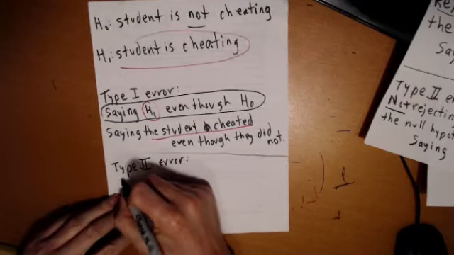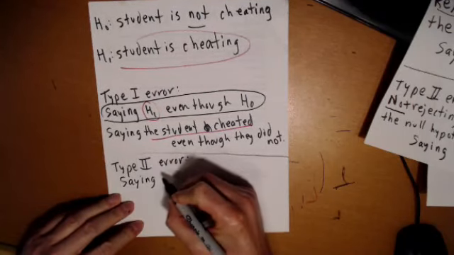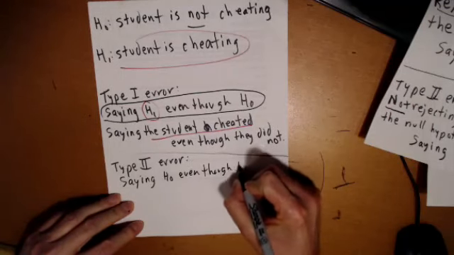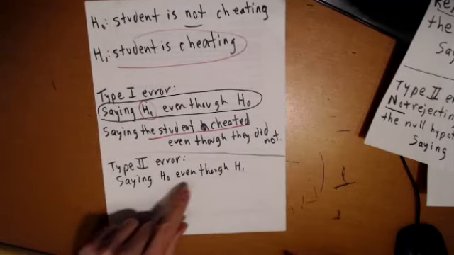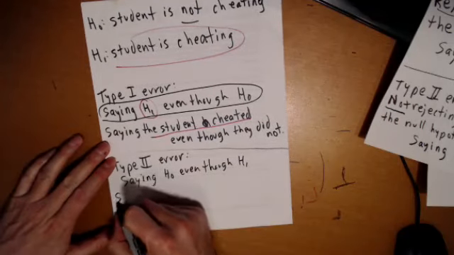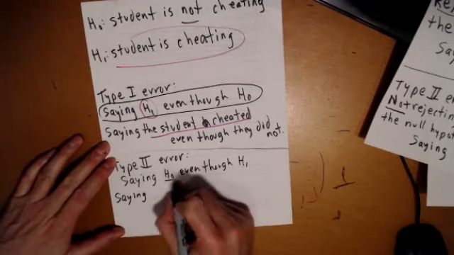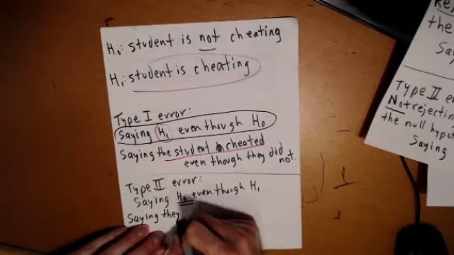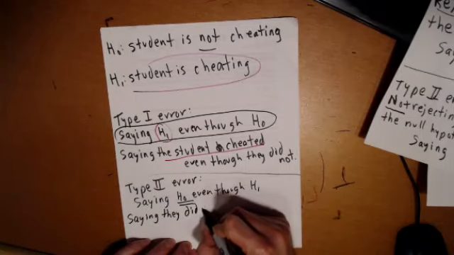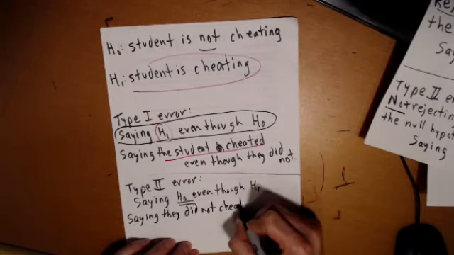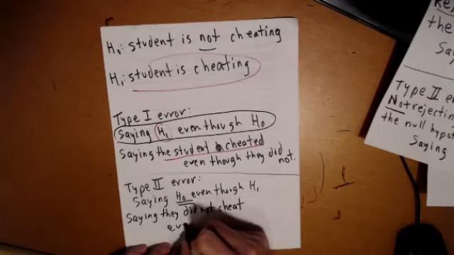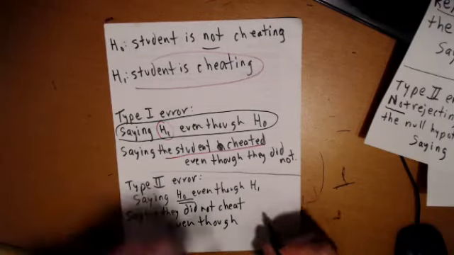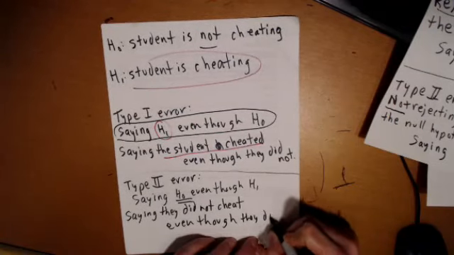So type 2 error. Ooh, that's a good pen. Saying H0 even though H1. Saying the null even though the alternative. So saying H0. What's H0? That they did not cheat. Saying they did not cheat even though H1, even though the student is cheating. Even though they did cheat. Aha.